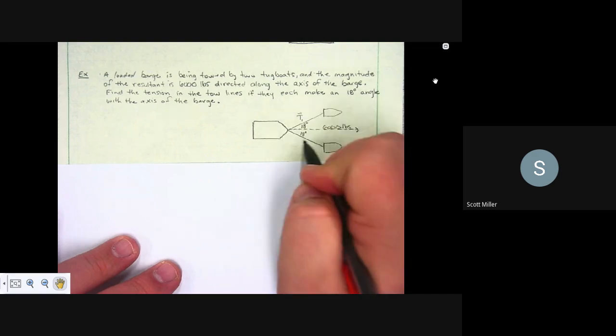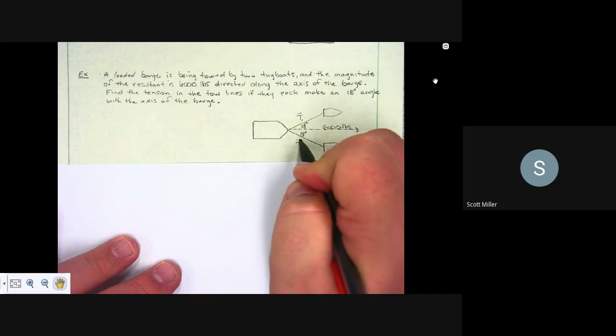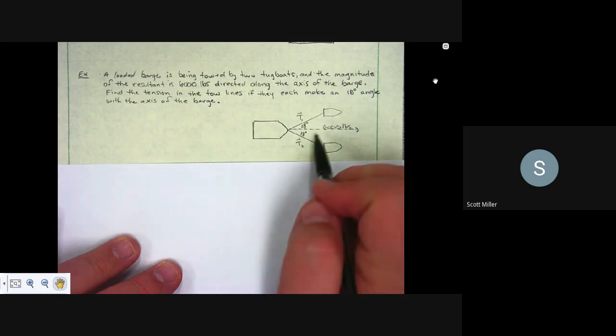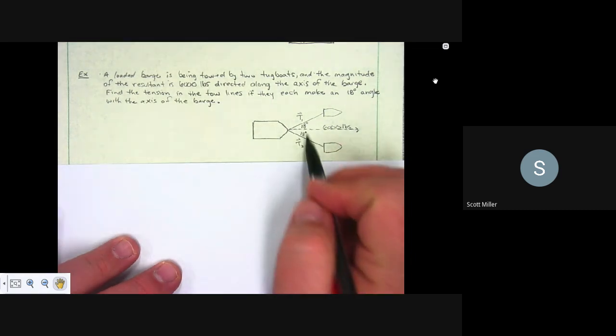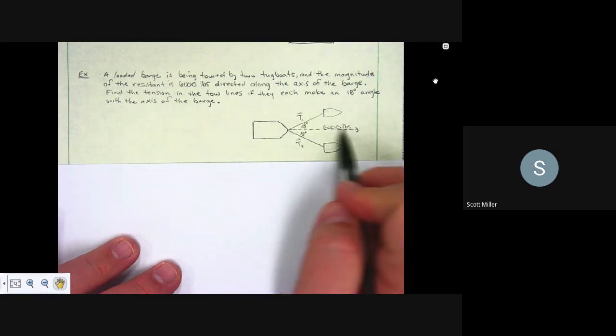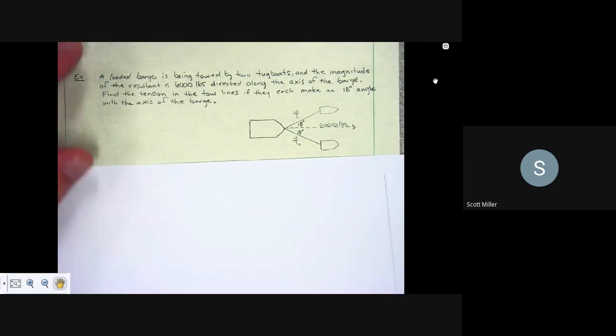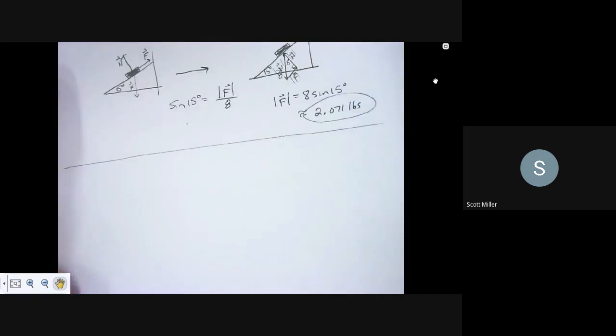T1, T2, if you will. We want to find the tensions on those ropes. And they make an 18-degree angle with the axis of the barge. Okay, so that's what we're going to be doing there. Let's go do that problem over here.